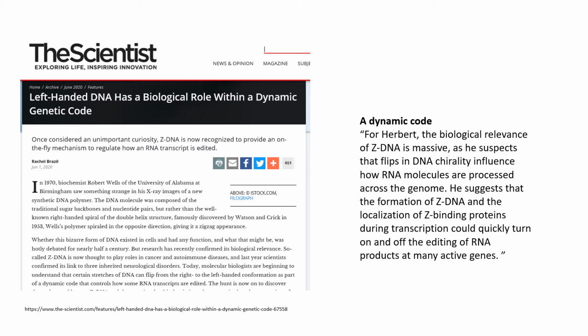And so let us read this quote from the article, and it is quoting one molecular biologist. For Herbert, the biological relevance of Z-DNA is massive, as he suspects that flips in DNA chirality influence how RNA molecules are processed across the genome. He suggests that the formation of Z-DNA and the localization of Z-binding proteins during transcription could quickly turn on and off the editing of RNA products at many active genes. And we've seen this editing in the form of splicing and so forth.